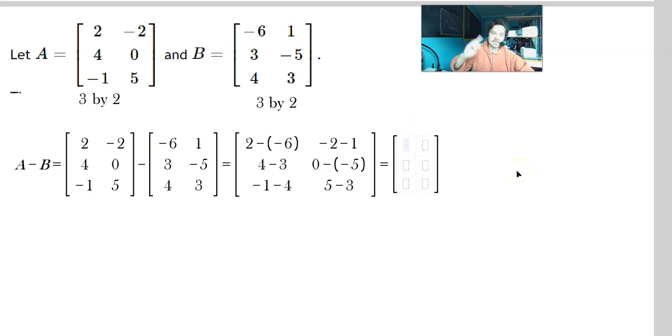2 minus a -6 would be an 8. -2 minus 1 is -3. 4 minus 3 is 1. 0 minus -5 is 5. And -1 minus 4 is -5. And then 5 minus 3 is 2. And that's it. That's the answer here. So just subtract corresponding entries.